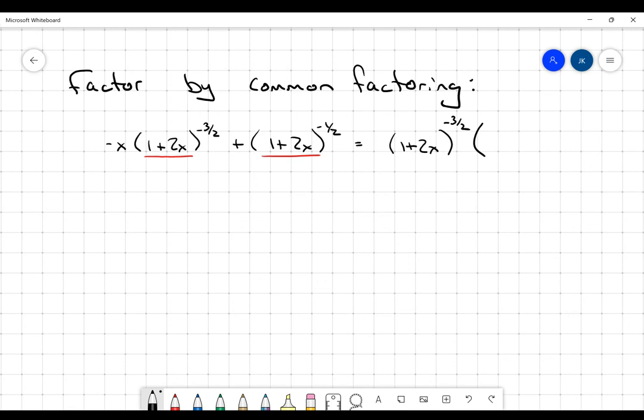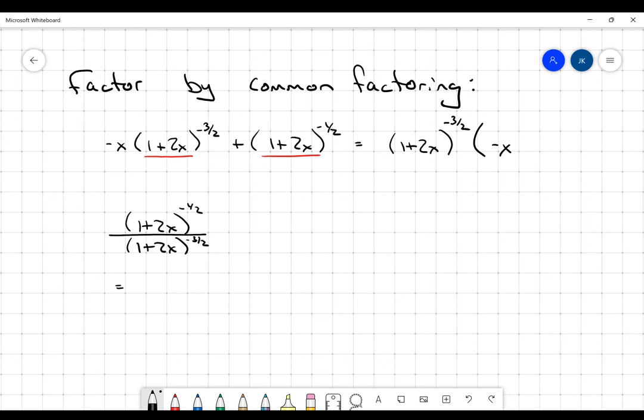Now, when we pull that out of the first term, when we divide that out of the first term, we are simply going to be left with that negative x that's sitting there in front of that 1 plus 2x to the negative 3 halves. Now, what am I left with in that second term? Well, let's take a quick look at this. I've got 1 plus 2x to the negative 1 half, and I'm going to divide out 1 plus 2x to the negative 3 halves.